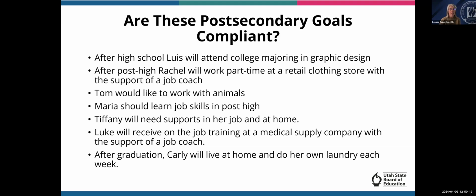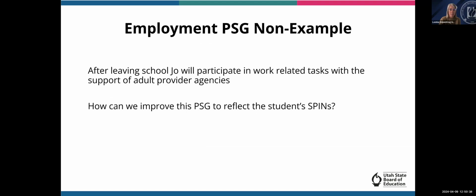And then after graduation, Carly will live at home and do her own laundry each week. This one is a fully compliant goal for independent living. It's got when it's going to occur, after graduation. It's got active language, and it says exactly what she's going to be doing independently at that time. So those are compliant. So here are a couple of other ones that we're going to fix.